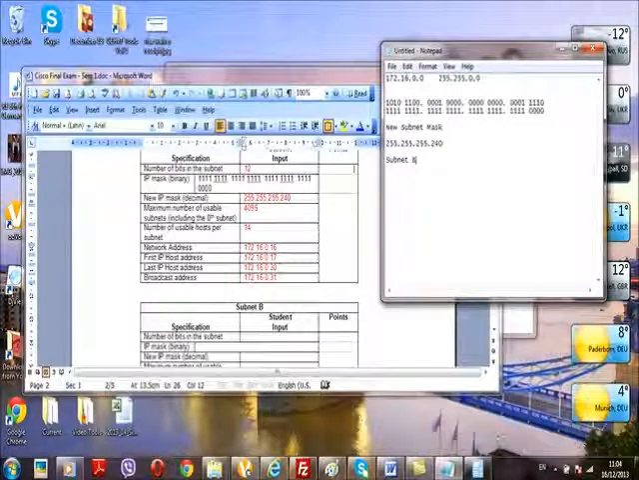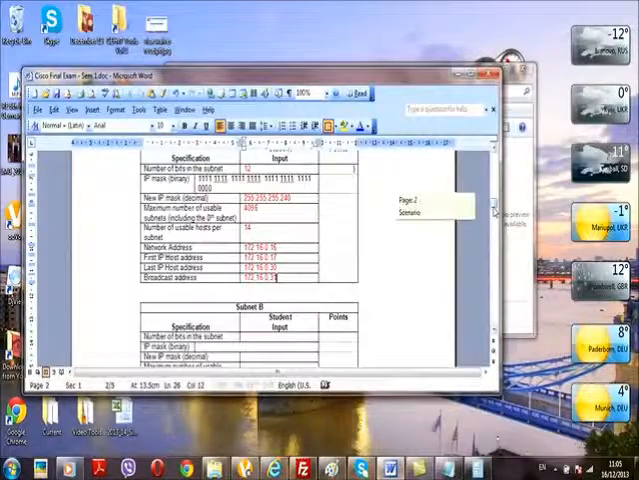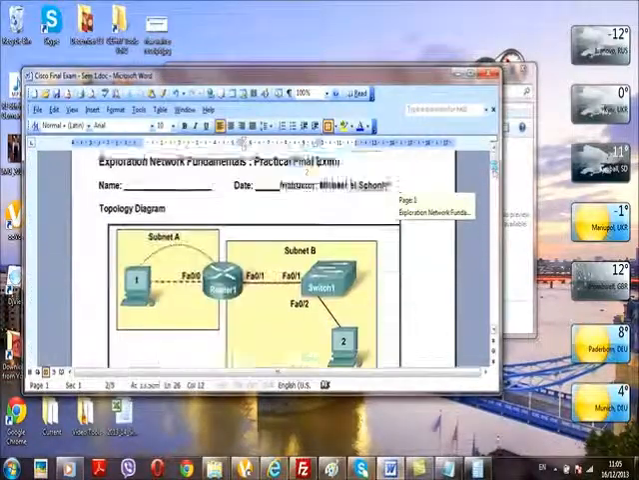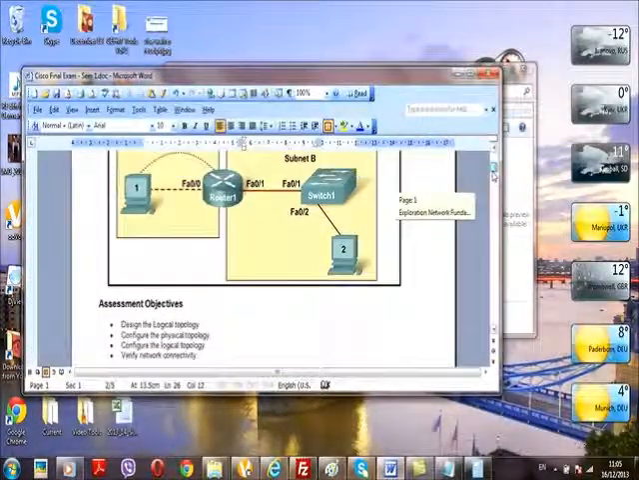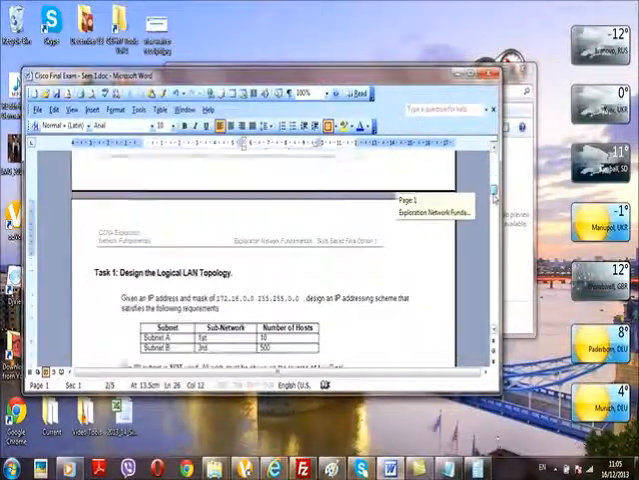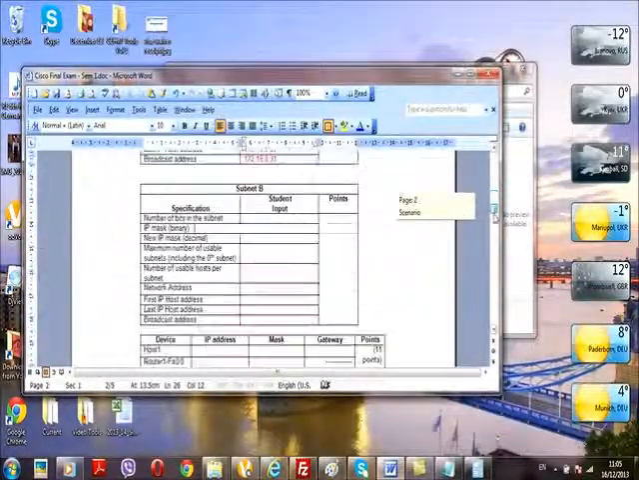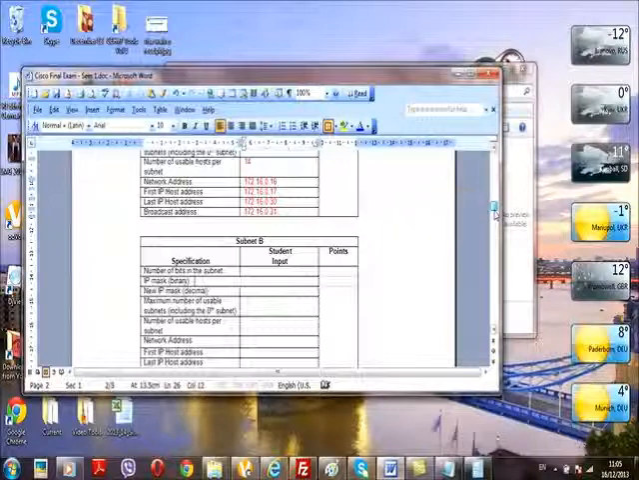Did I get it the right way around? It's a big question, but anyway, it doesn't matter. It's either one way or the other. Let's have a look. Subnet B. Subnet B, yeah. Okay, so everything is right. We did it the right way around. Okay, let's have a look.